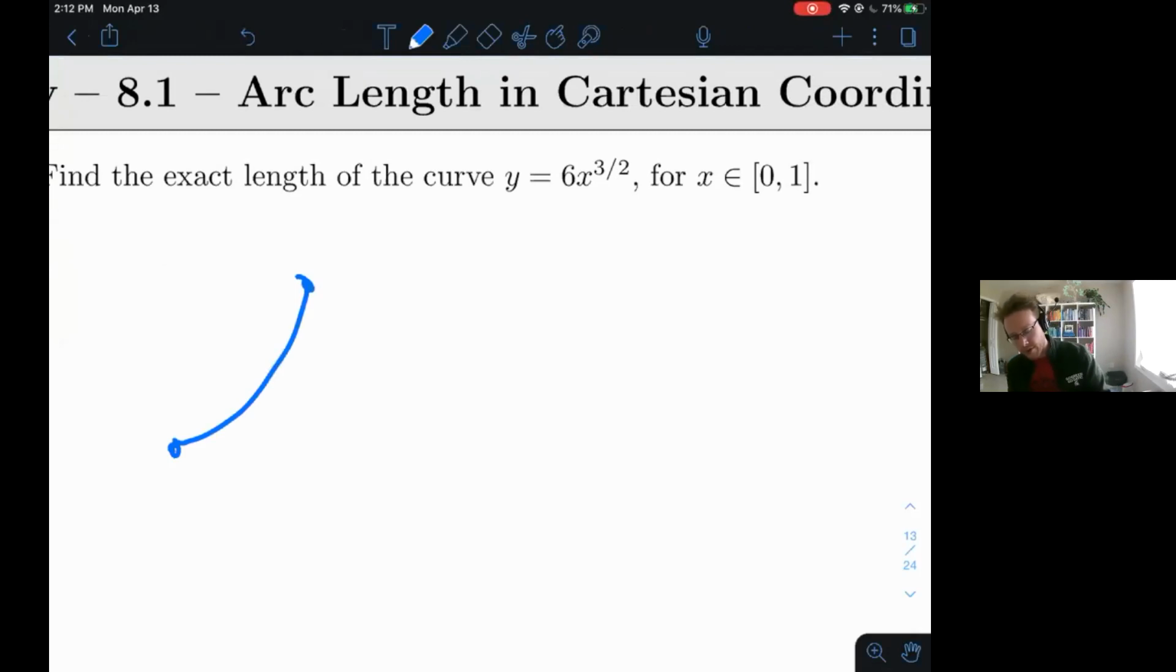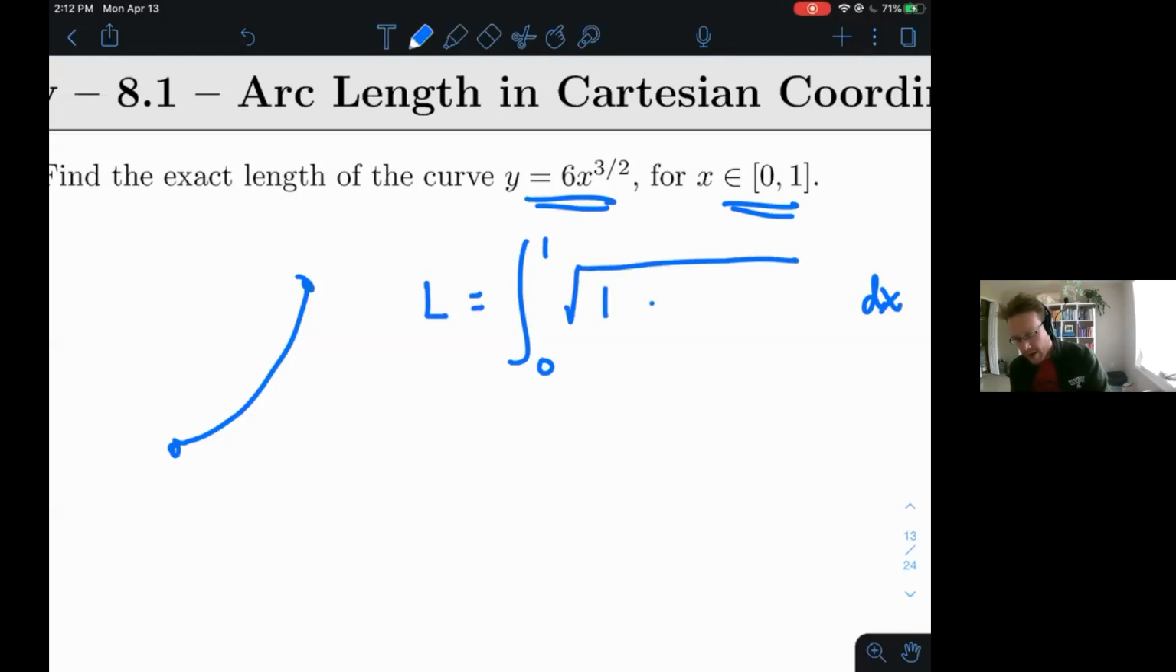And again, we're going to use our formula here. So in this case, we have y equals, in terms of x's, and we're specifying that x ranges from 0 to 1. And so it's going to be most natural if we go ahead and use the x version of the arc length equation. And we're going to integrate from x equals 0 to x equals 1 with respect to x. And now the arc length formula says we need to take the square root of 1 plus the derivative of your equation squared.